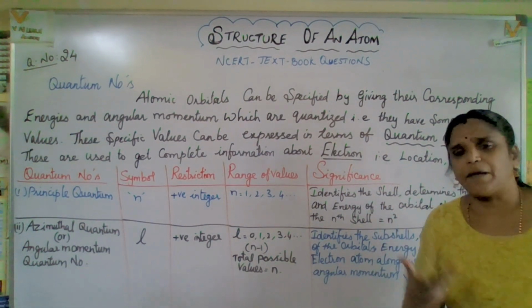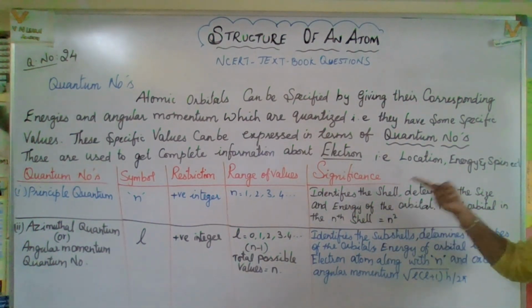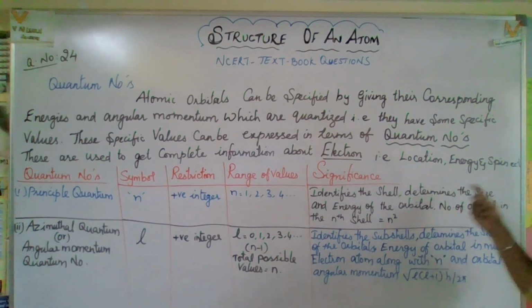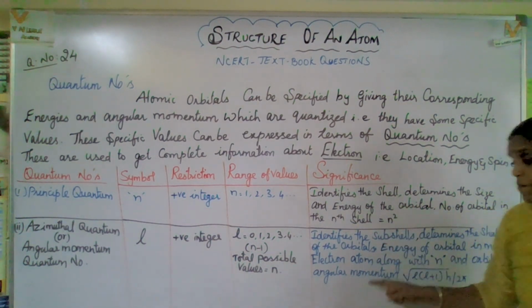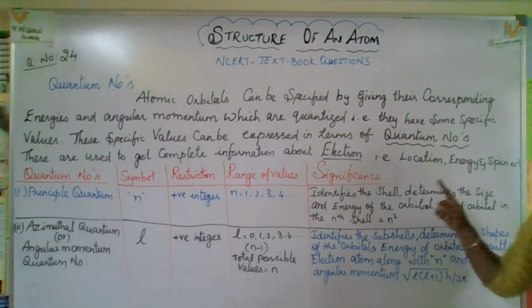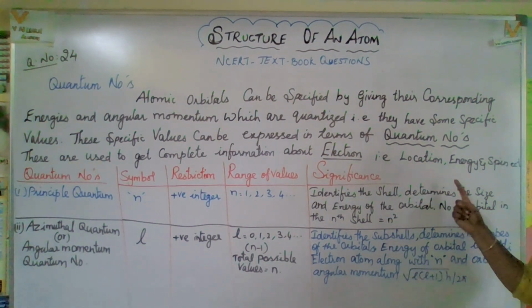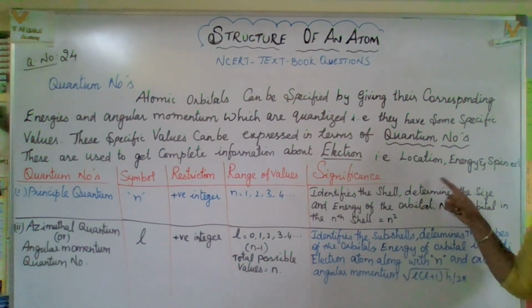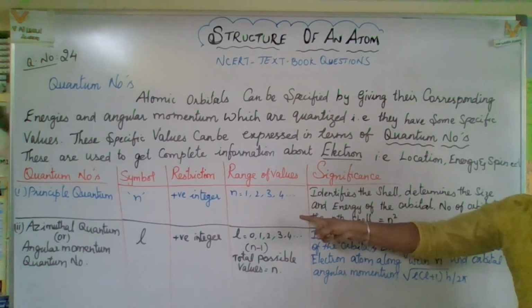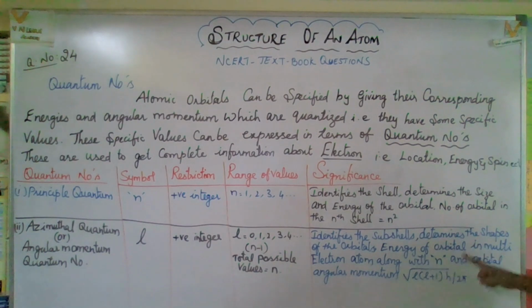Sometimes objective type questions are also asked. The principal quantum number identifies the shell, determines the size and the energy of the orbital, and the number of orbitals in the nth shell, whereas the azimuthal quantum number identifies the subshell. Size is identified by the principal quantum number, shapes are identified by the azimuthal quantum number.